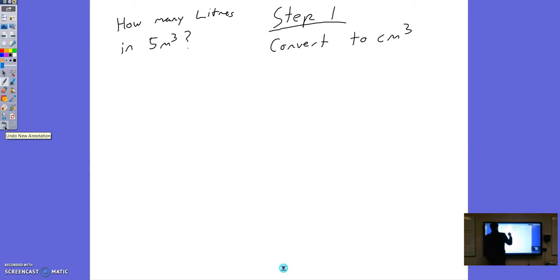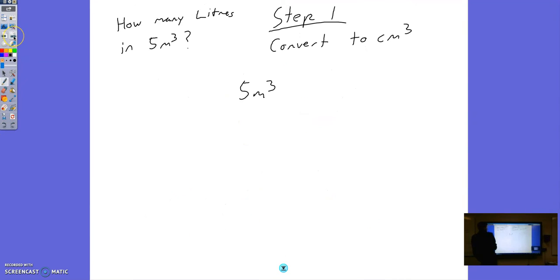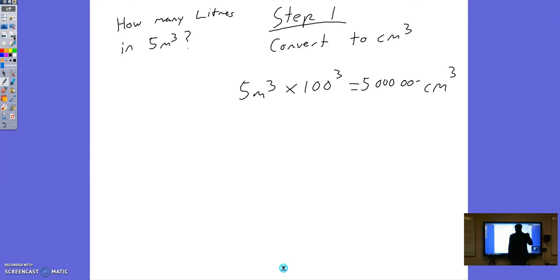5 meters cubed. To convert to centimeters cubed, we are going to multiply by 100 cubed. Okay? To go from meters cubed to centimeters cubed. So I'm going to multiply by 100 cubed. That is going to give me an answer in centimeters cubed. All right? 5 times 100 cubed is in fact 5 million. And you can use your calculator to find that.